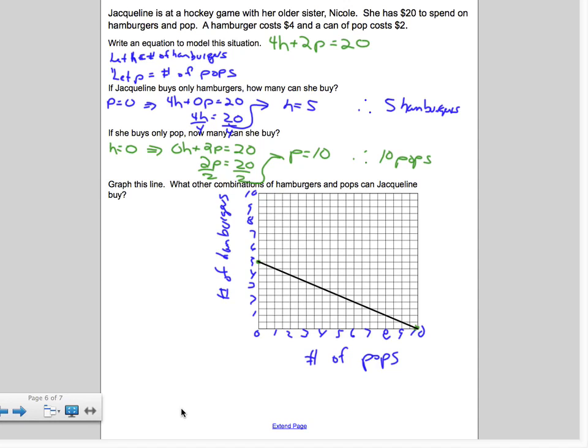So now what we can do is say, if she bought 1 pop, how many hamburgers can she buy? 4.5 hamburgers. Yeah, half of a McDonald's. So that's why I'm not crazy about this example, because we can't get halves. It really should be a scatter plot. But we can see easily that if she bought 2 pops, she's going to buy 4 hamburgers.